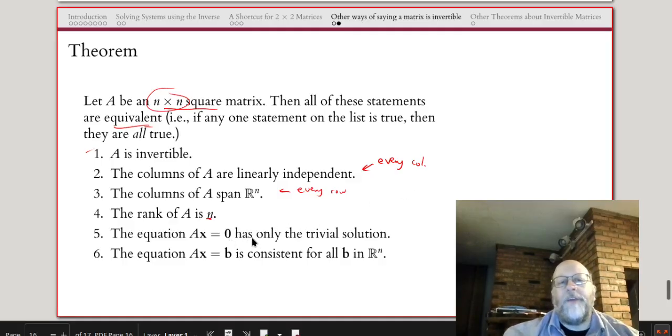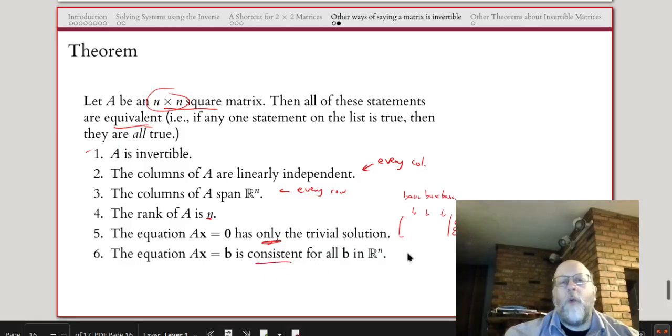The equation Ax equals 0 has only the trivial solution, and this is because if we look at the columns on the coefficient side, every column has a leading entry, and so none of the columns are free. Every column is basic. And since there's no freedom, we only have one solution, and it must be the trivial solution where we plug in 0 and we get 0.